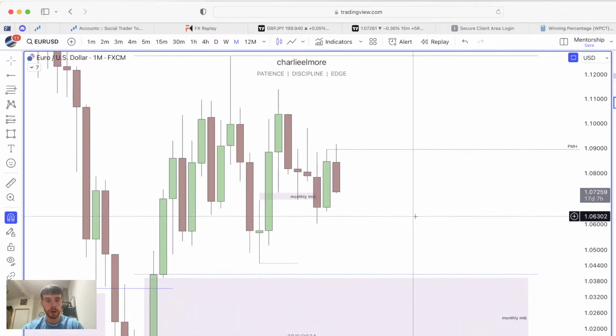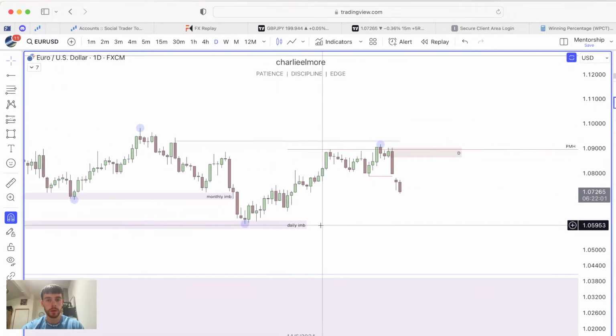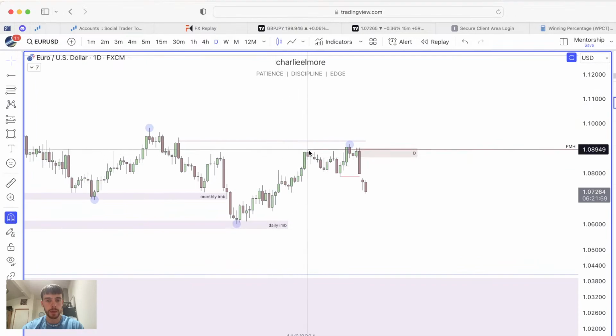So this is a monthly time frame. Took out the previous monthly high. Cause for concern, liquidity grab, and down we come. The nice thing about this as well is it all happened within premium prices of daily bearish structure.